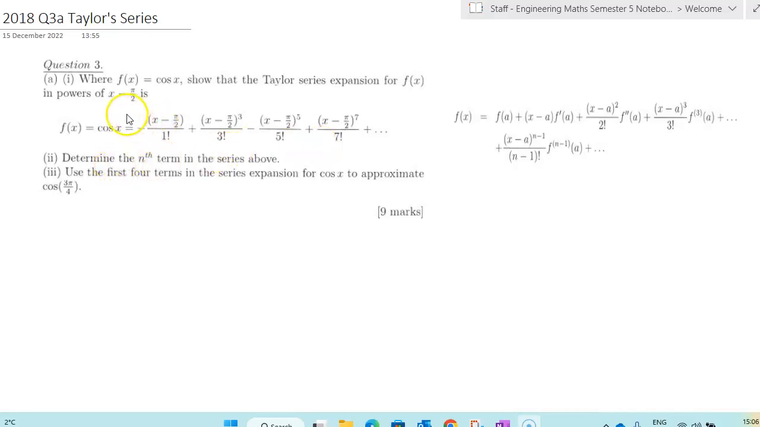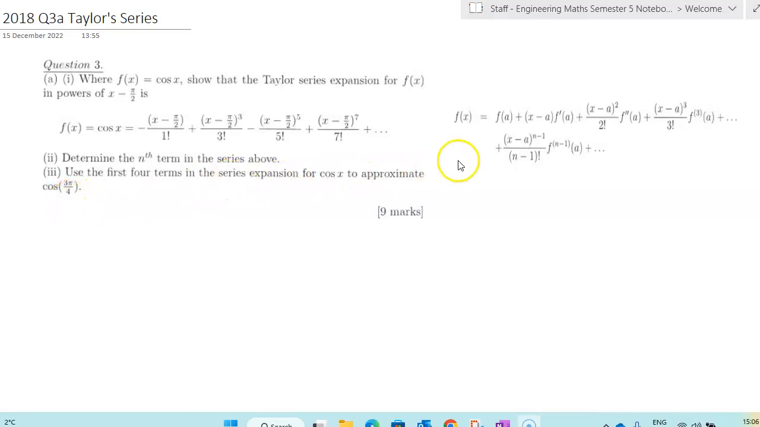So we have to show this, part A. The biggest part of the question is we have to expand using the Taylor series formula. Part 2 is find the nth term of the series above, which I mightn't have time to do in this. And then part 3, use the first 4 terms in the series expansion for cos x to approximate cosine 3 pi over 4. Should be able to get that done.